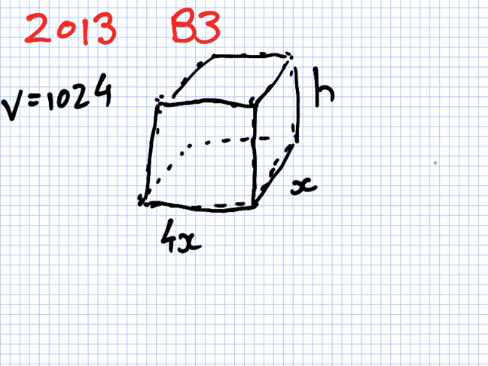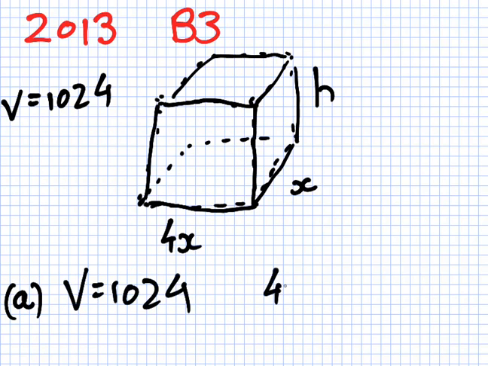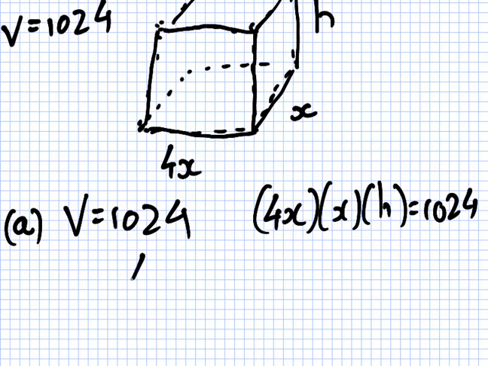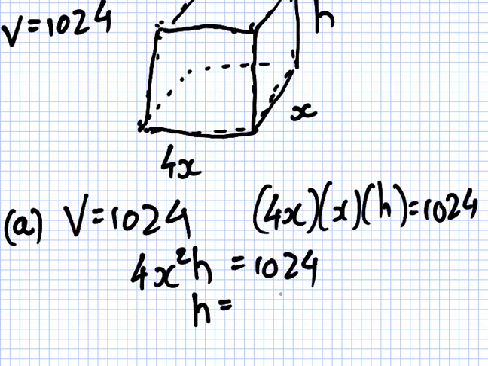So the first part is A, get the height in terms of x. So we know that the volume is 1024, and the formula for volume is 4x by x by h equals 1024. So we have 4x squared h equals 1024. h equals 1024 over 4x squared. So that gives us the 4 marks for part A. So write that down so far. That's part A done.